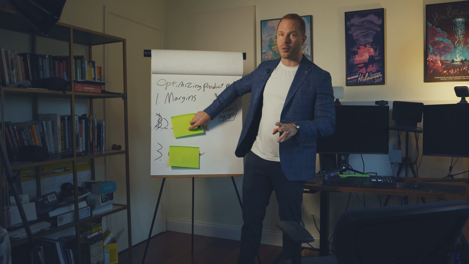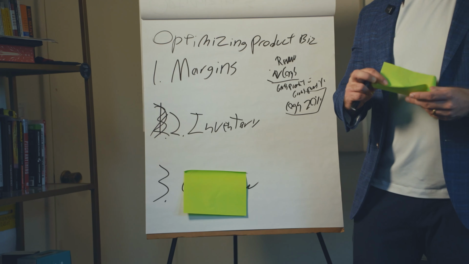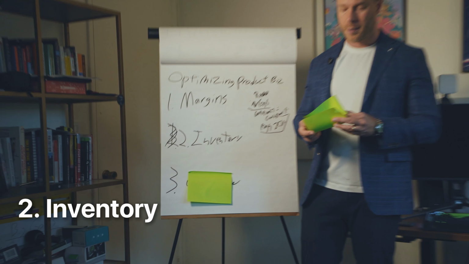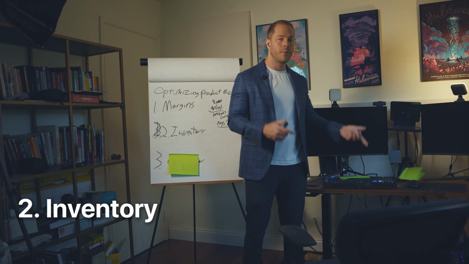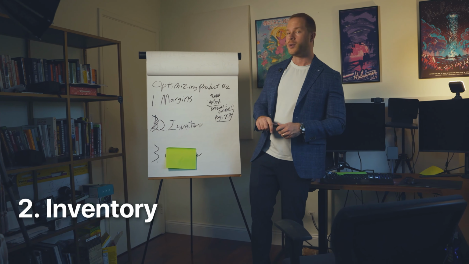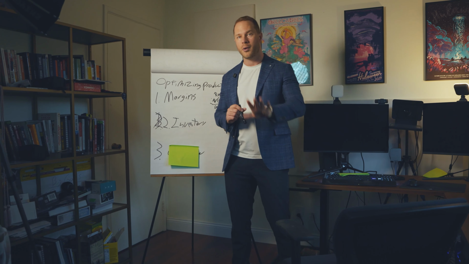Now let's go to number 2. Number 2 is our favorite thing in the world, which is inventory. Now inventory, if you're a small business owner, can be an absolute nightmare. And what do I mean by that? Because people either have too much or too little or whatever else. So inventory has multiple components.